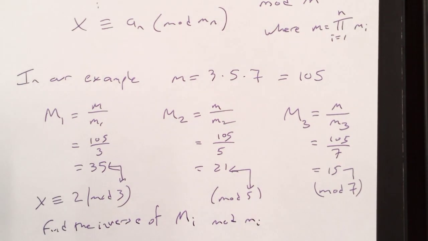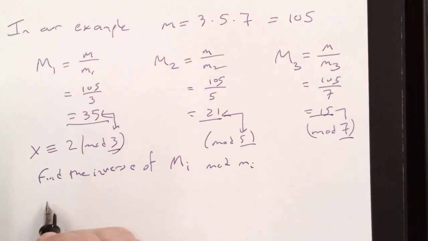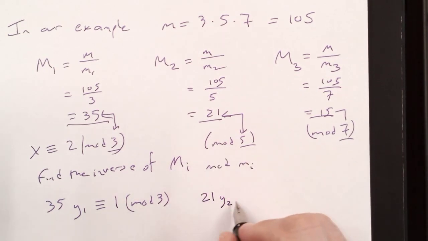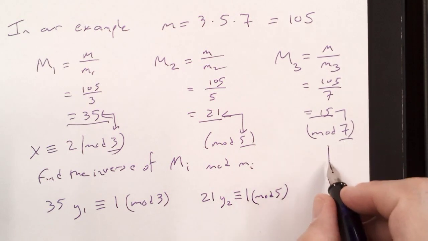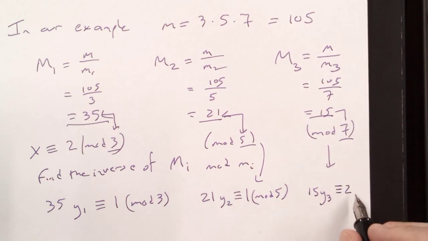I want to find the inverse of these numbers mod these numbers. So I need to know 35 y1 is congruent to 1 mod 3. I need to solve for that y1. Over here, 21 y2 is congruent to 1 mod 5. And over here, 15 y3 is congruent to 1 mod 7.